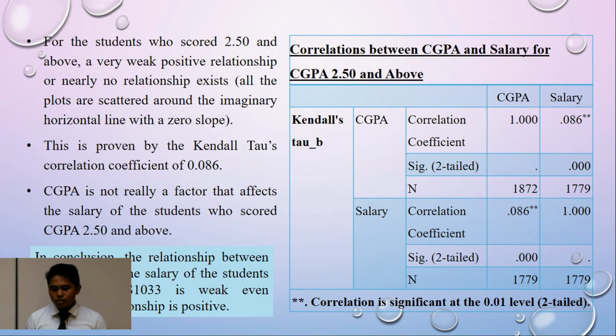For the students who score 2.5 and above, a very weak positive relationship or nearly no relationship exists. All the plots are scattered around an imaginary horizontal line with a zero slope. This is proven by the correlation coefficient of 0.08. CGPA is not really a factor that affects the salary of the students who score a CGPA of 2.5 and above.